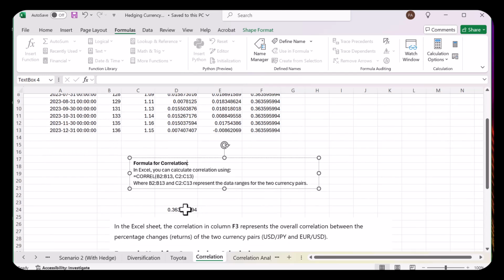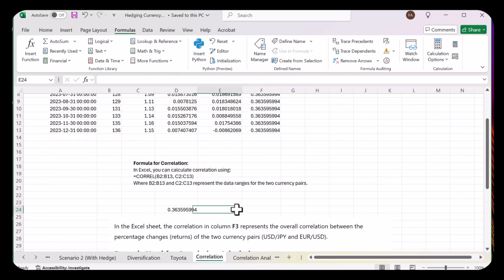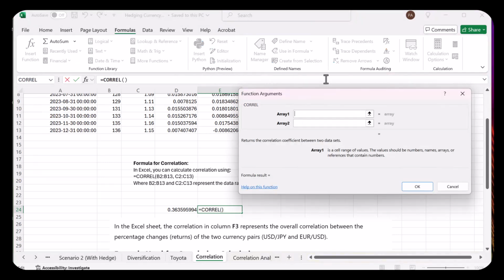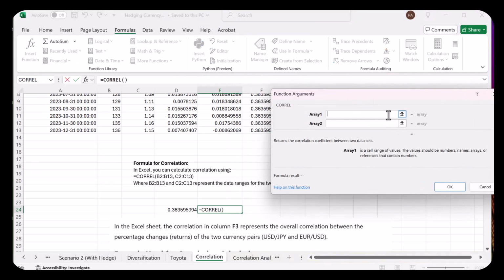This is here, which is basically you go to the Excel sheet and go to the formulas and look for correlation. Go to the statistical formula, you'll find the correlation there. Then you just choose the arrays, array 1, array 2.